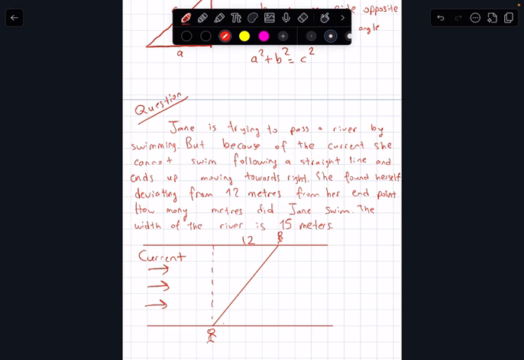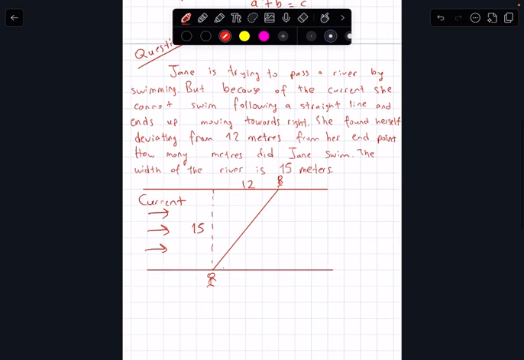And what's the width of the river? Let's say 15, okay? And we want to find how many meters did she swim? The distance in here. So what are we going to do? We are going to apply the Pythagorean theorem. 12 square plus 15 square is equal to, let's call this point C, BC square, okay?